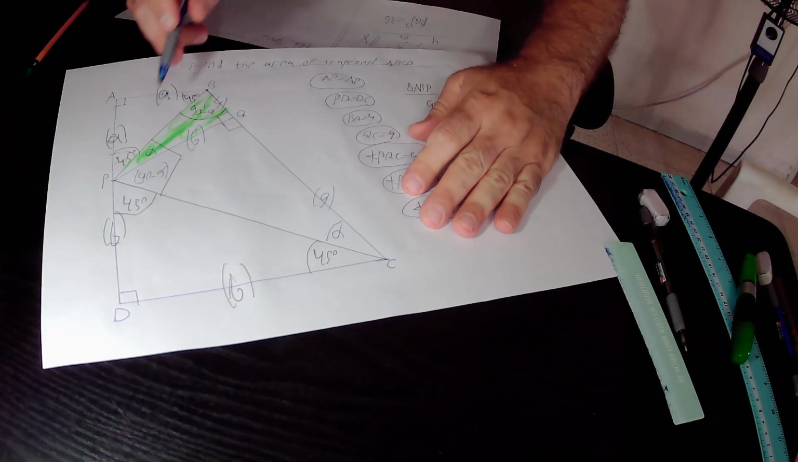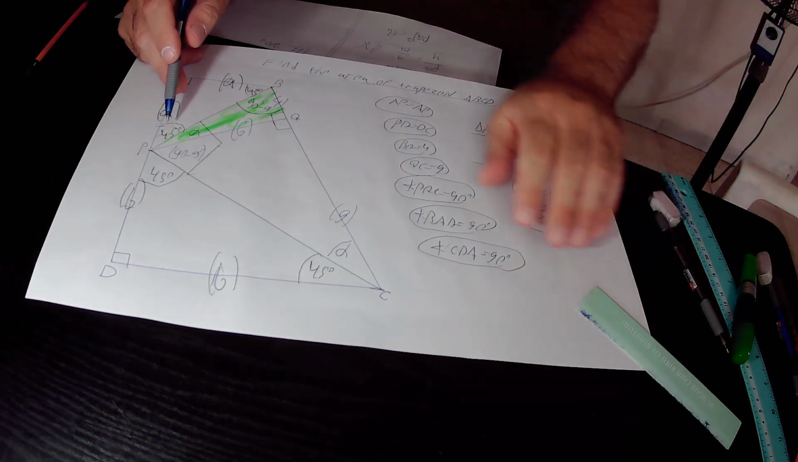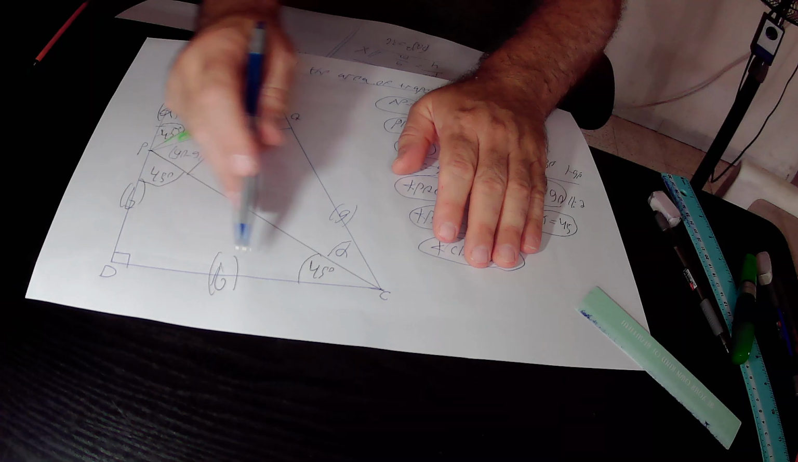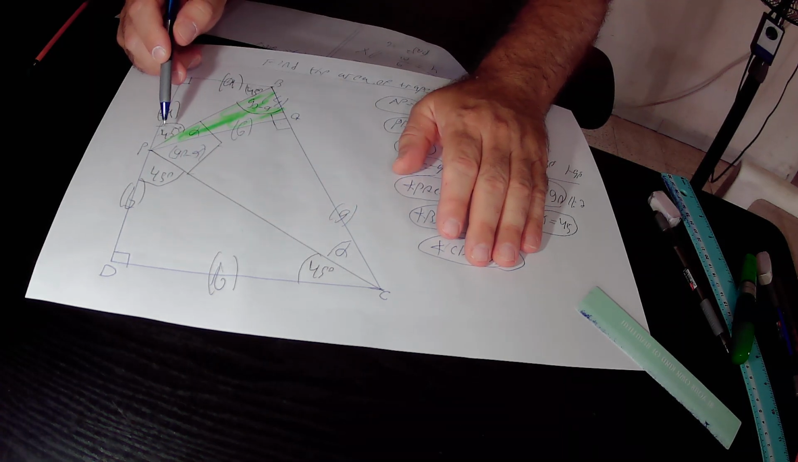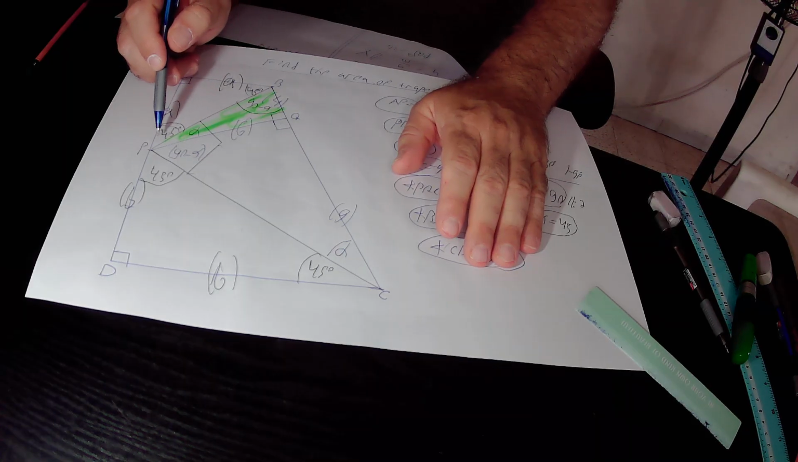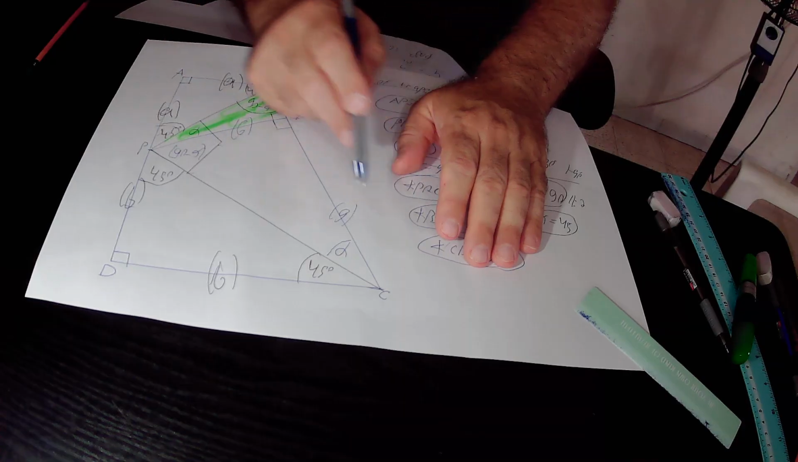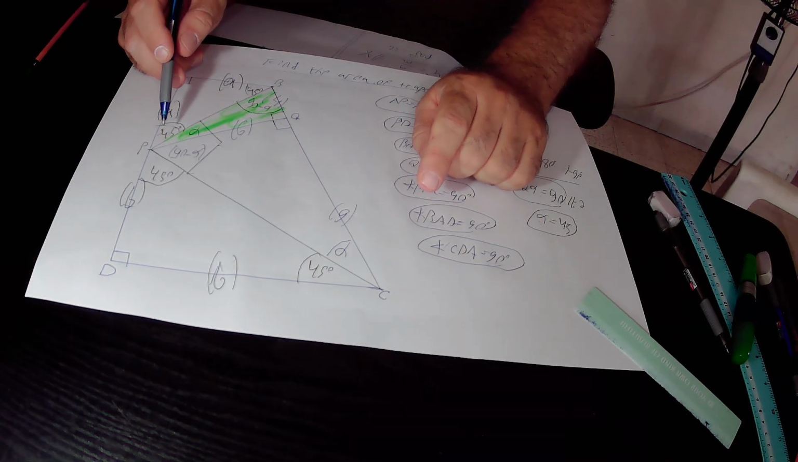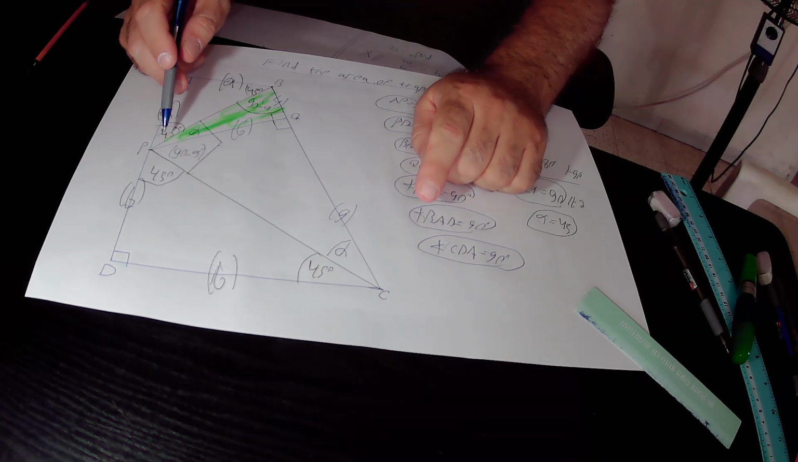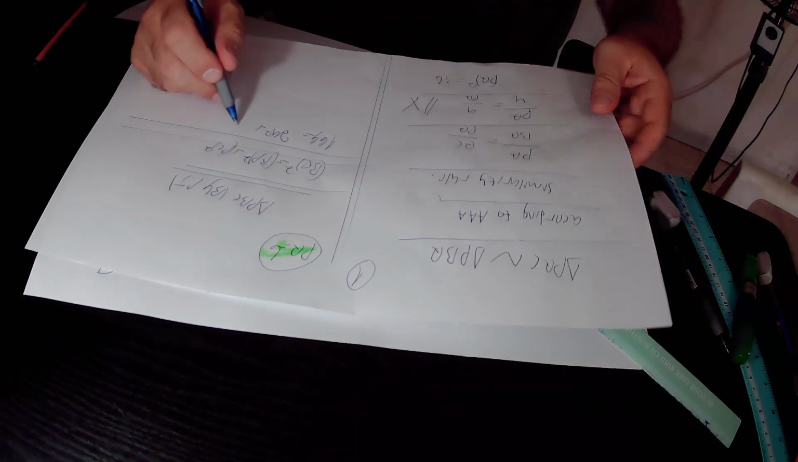Plus PC squared. What is the value of PC squared? We'll focus on the right triangle PDC and implement the Pythagoras theorem on it. According to the Pythagoras theorem, in this right triangle PDC, B squared plus B squared equals PC squared. That is, PC squared equals B squared plus B squared, that is 2B squared. So PC squared equals 2B squared.